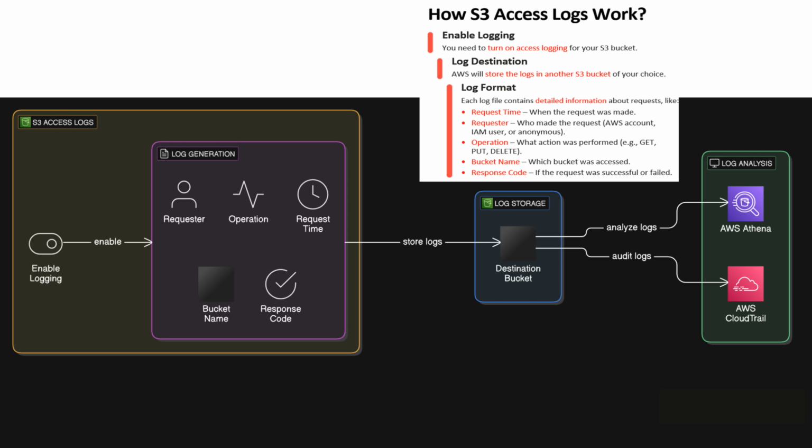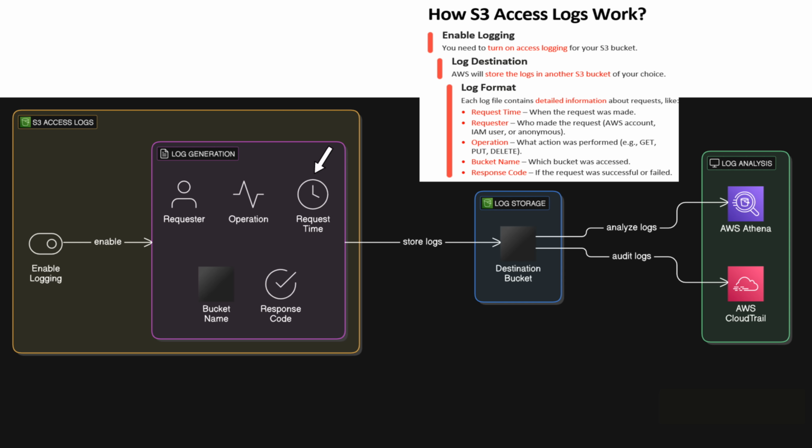Now we will see how S3 access logs work. First, you need to turn on the access logging for your S3 bucket. AWS will store the logs in another S3 bucket of your choice. Each log file contains detailed information about the request.